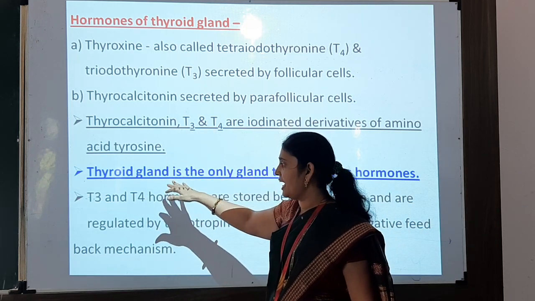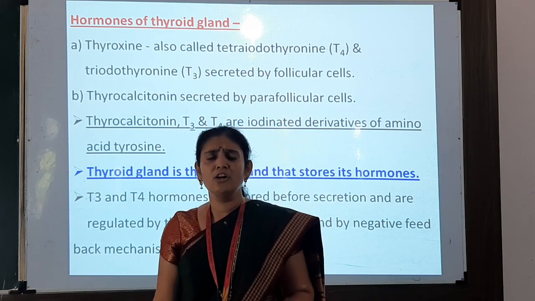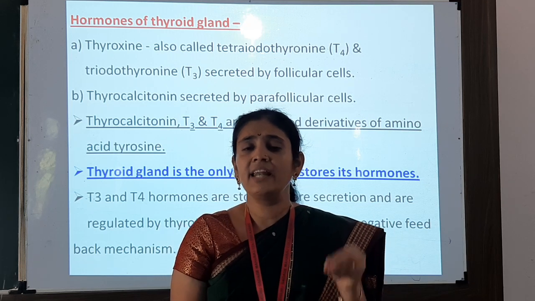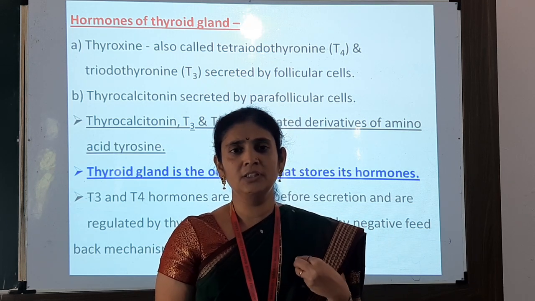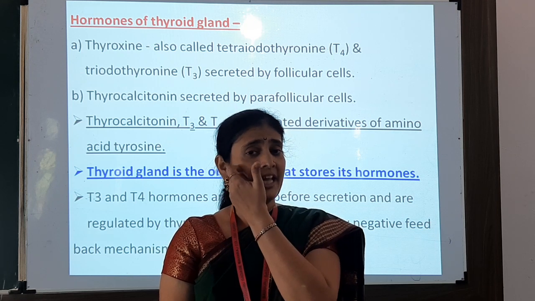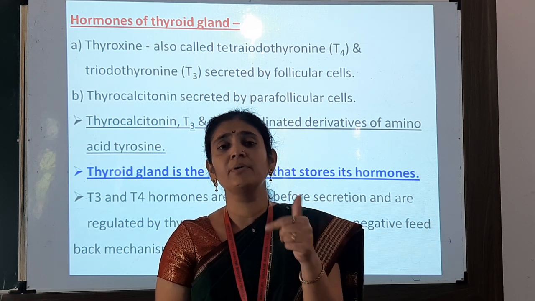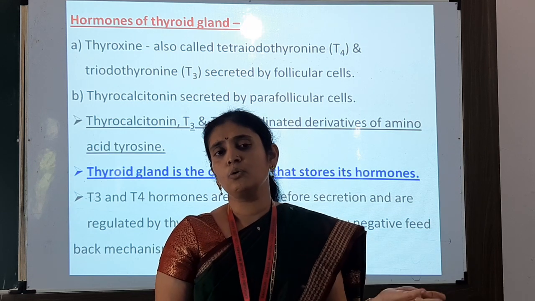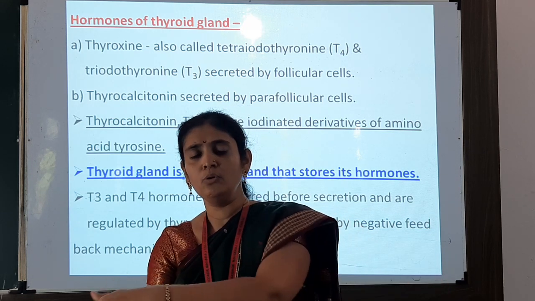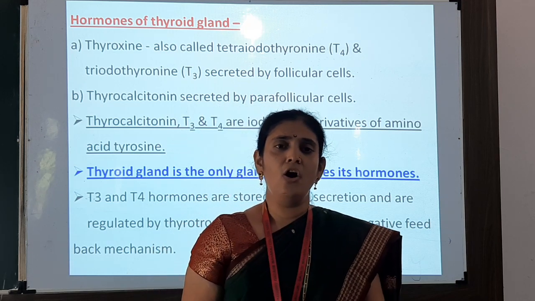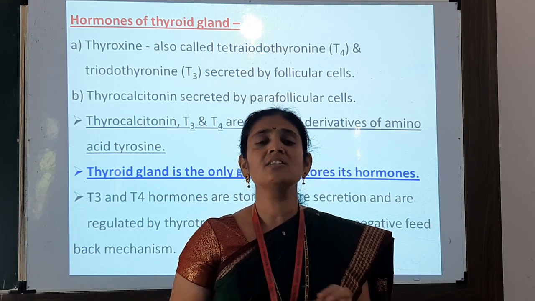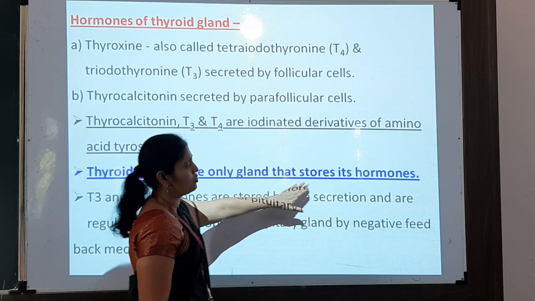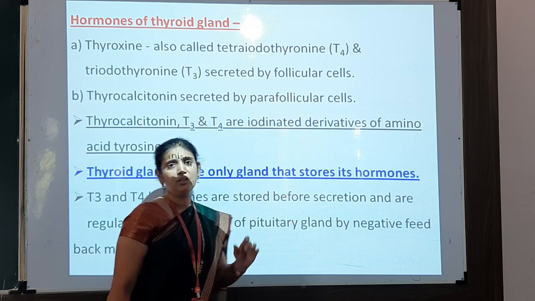So here, the thyroid gland is the only gland which stores its hormones. No other endocrine gland is storing its hormones. When the hormone is secreted, it is directly transferred via blood. That means the other endocrine glands, the two we have seen and the others we will see in the next lectures, are not storing hormones. Only the thyroid gland is storing the hormone. You have to remember this point.